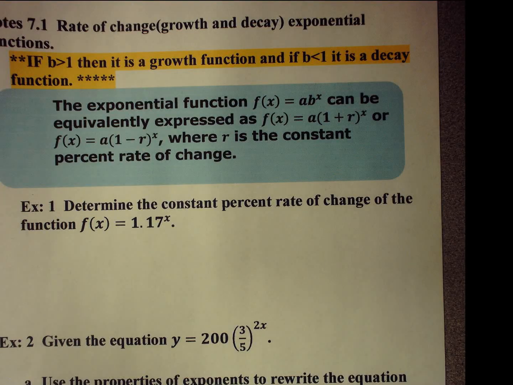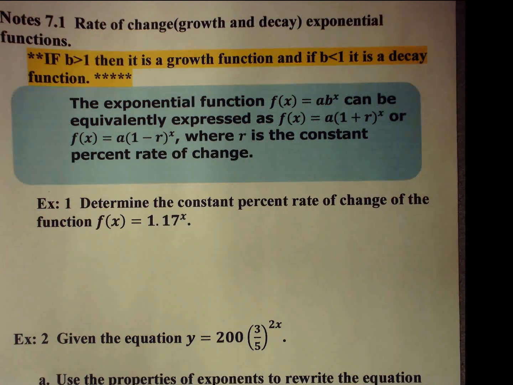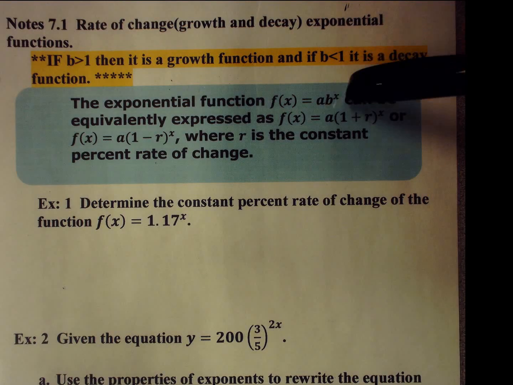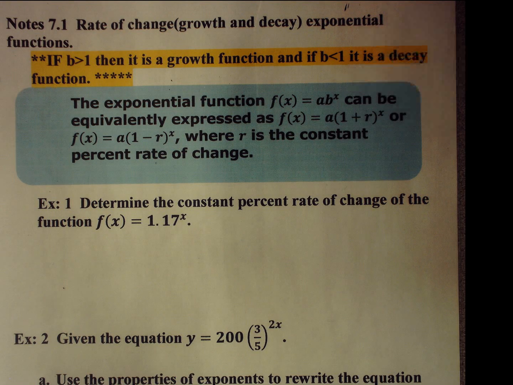Okay, so the first part of chapter 7 is talking about the rate of change. Either is the function going to grow, or is it going to decline or decay? And that is depending on the formula that's given here. A times b raised to the x, that is an exponential function.